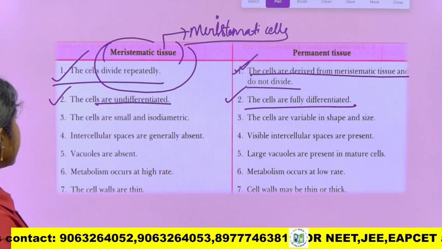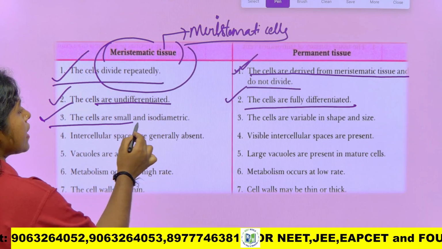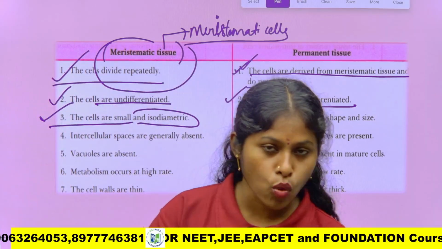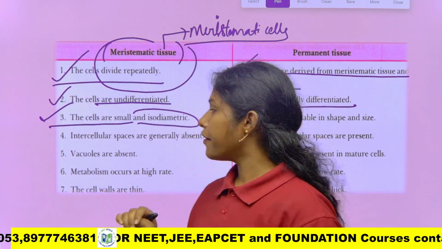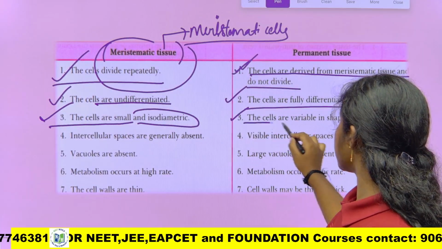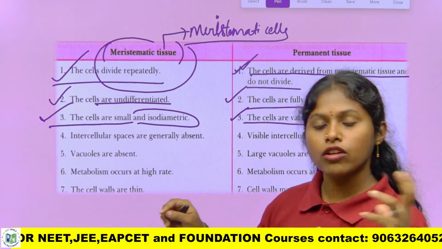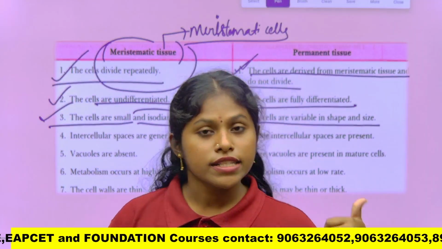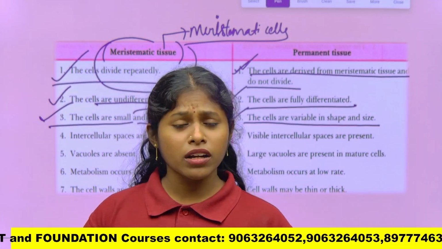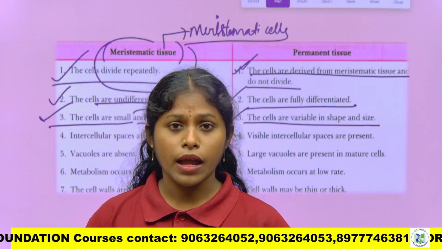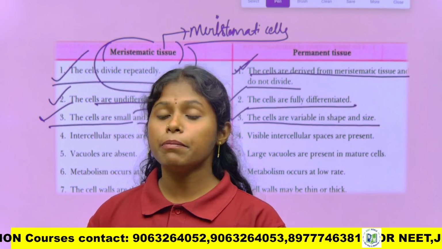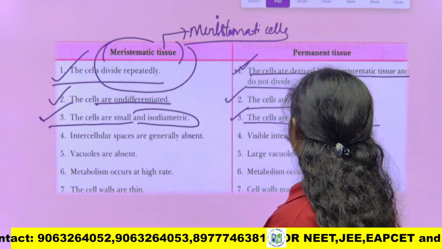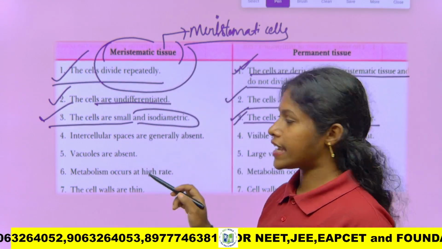So, next, they are small and isodiametric, and there is no intercellular space in the meristematic tissue, right. Here, in permanent tissue, the cells are variable in shape. We know that permanent tissues are of two types, simple permanent tissue and complex permanent tissue. Simple permanent tissue is made up of only one kind of cell, but complex permanent tissue is made up of many kinds of cells, which means they have varying shapes, right.